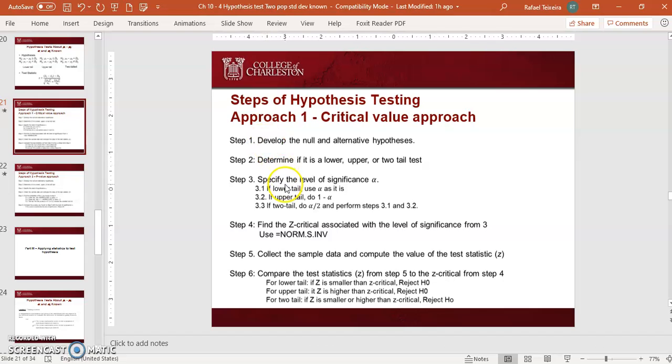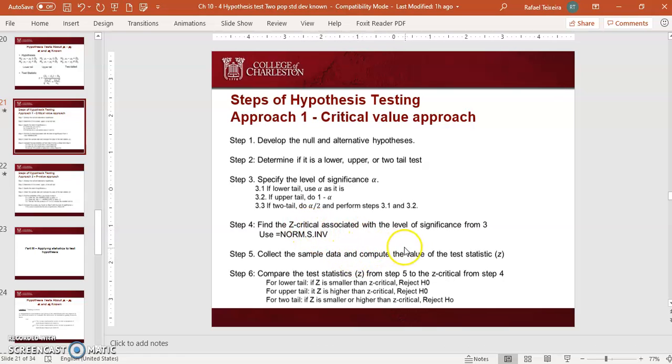Okay, and then specify the level of significance alpha. You went through this in chapter 9. That's very similar. And then we use that to get the z using the alpha you found here and this formula. So you have the z critical.